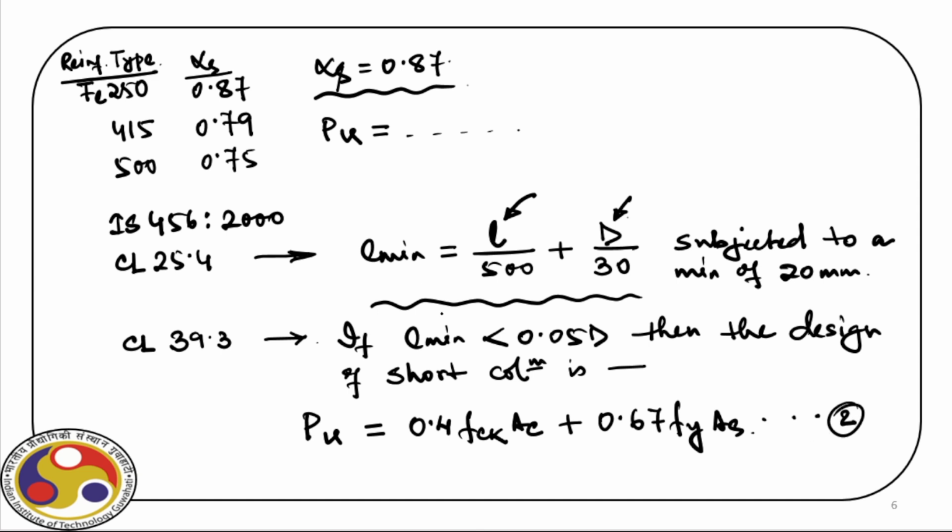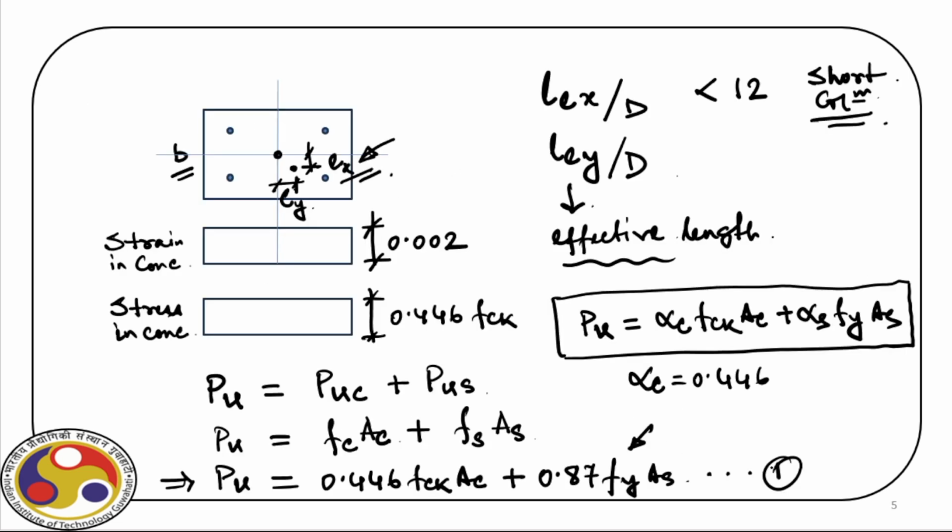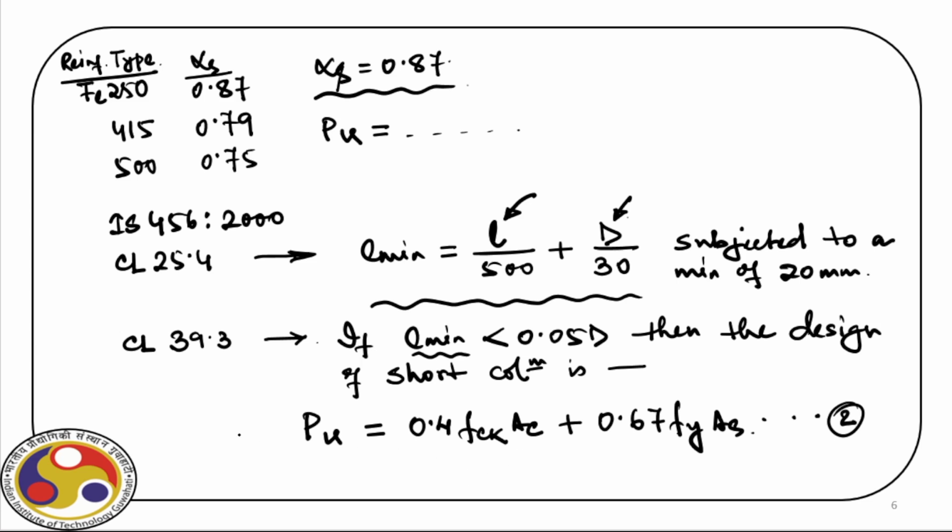I repeat once more, if the E minimum is less than 0.05 times D, then we can modify the expression in equation 1. As you can see here, equation 1 is modified to this new formula that is in equation 2.